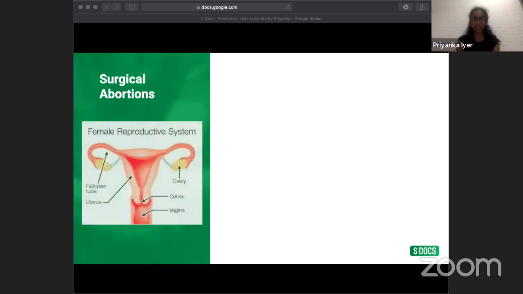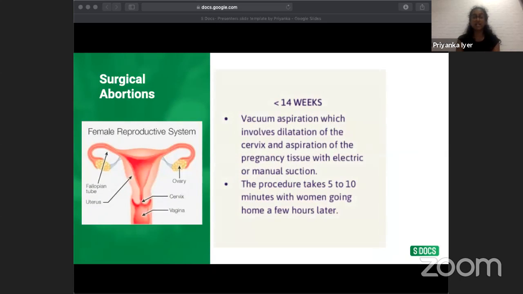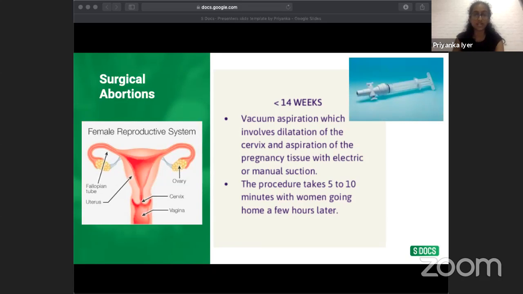So the second method that women are offered to terminate their pregnancy is surgical abortions. And the procedure that they're offered depends on their gestational age. So if they're under 14 weeks, they're offered a vacuum aspiration. And if they're over 14 weeks, they're offered the dilatation and evacuation procedure. These procedures can be done under local anesthetic, under conscious sedation, or deep sedation, which is where women have to have a general anesthetic.